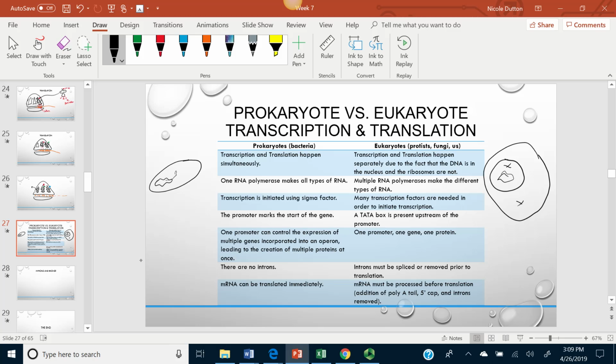In prokaryotes, one promoter can control the expression of multiple genes incorporated into an operon. So we'll discuss the operon in detail next. In eukaryotes, one promoter, one gene, one protein. So you make a messenger RNA, you make one protein from it, and then you immediately degrade it. Introns and exons we'll talk about in the next slide. Prokaryotes do not have introns, eukaryotes do. And then with prokaryotes, messenger RNA again can be translated immediately. In eukaryotes, there has to be some editing involved before the messenger RNA can be translated.